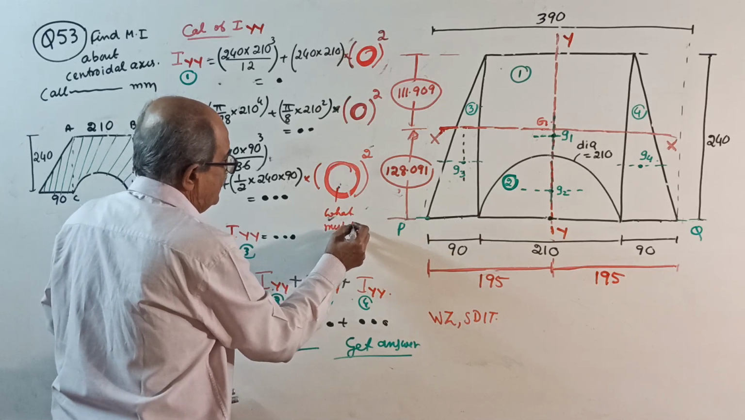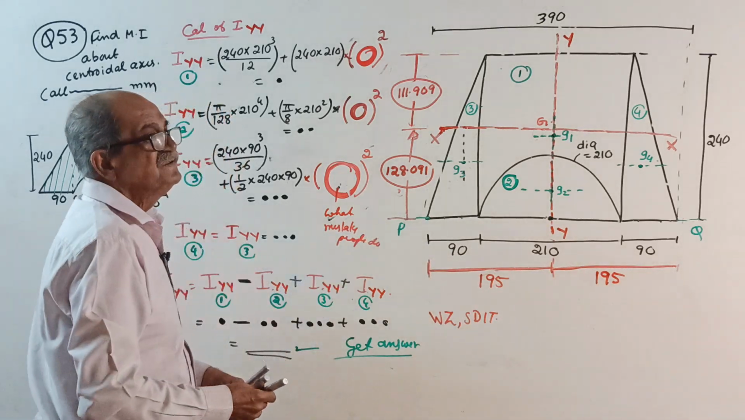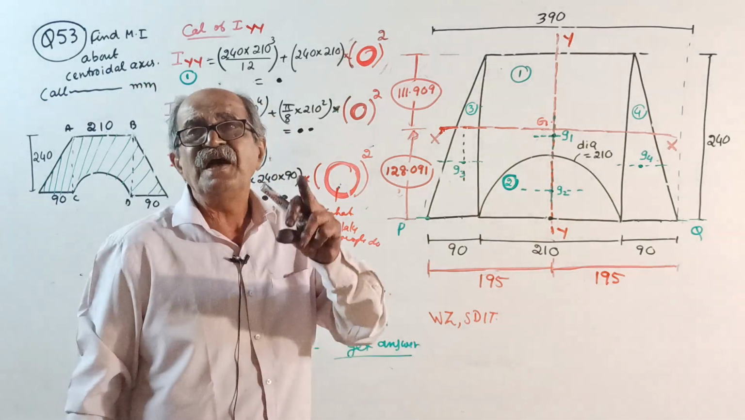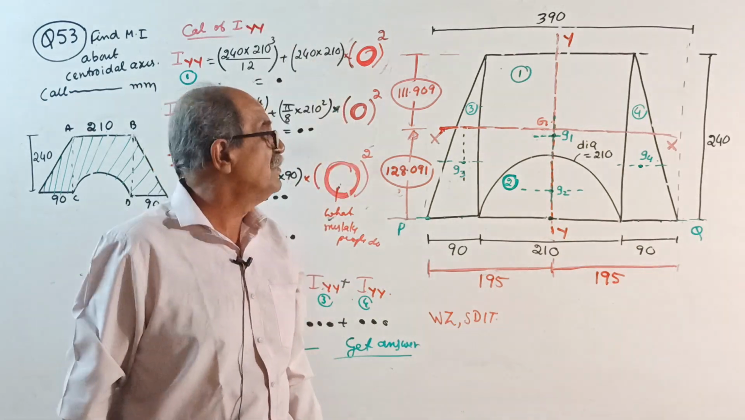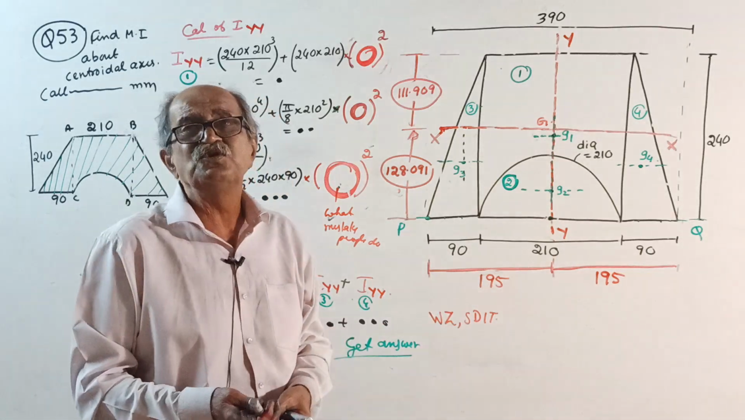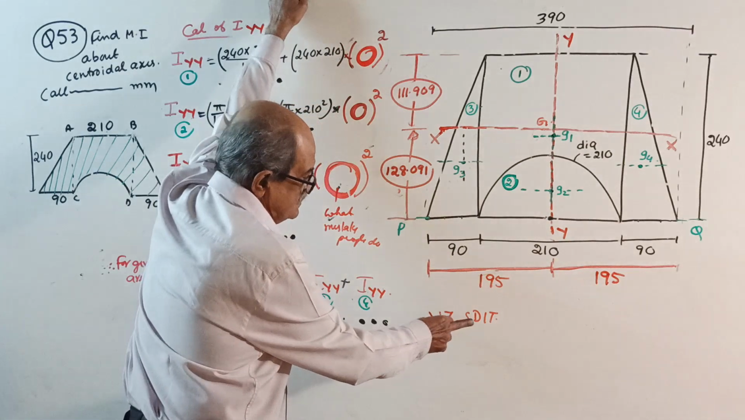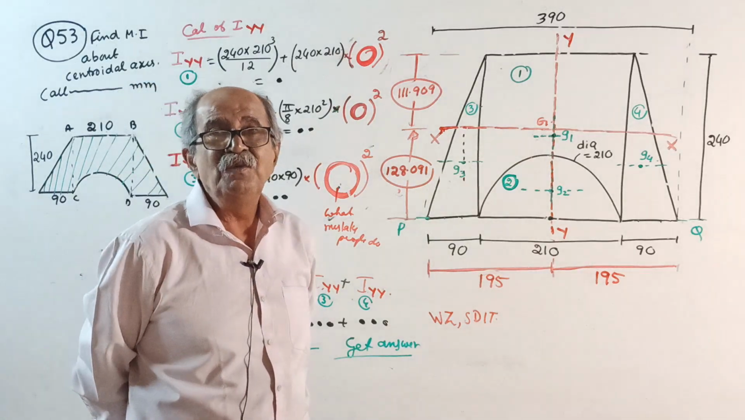What mistake do people make? In a hurry, once they think it is a symmetry axis, they will tell 0. When you do a symmetrical I section, when you do YY, all 0 square will come. So they will tell, symmetry is there, so 0 square. But I wrote here, what 0? Some distance is there. Therefore, be careful.